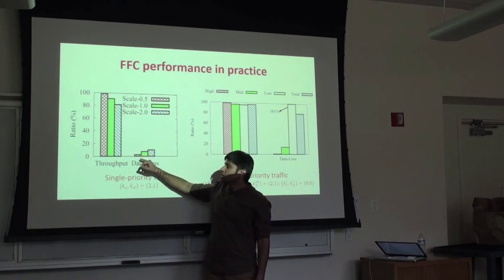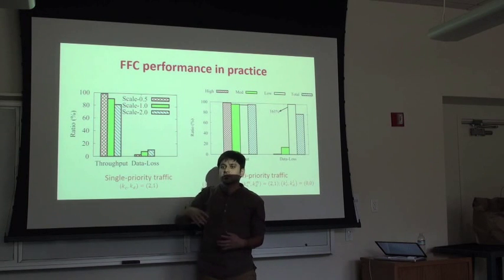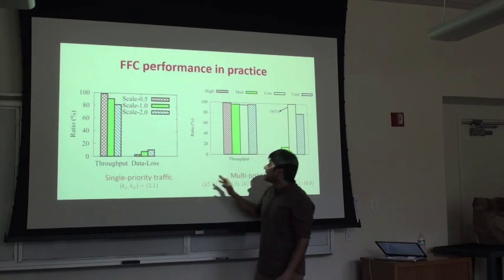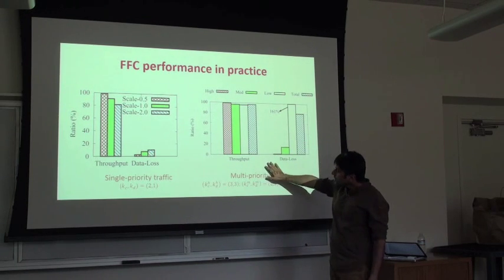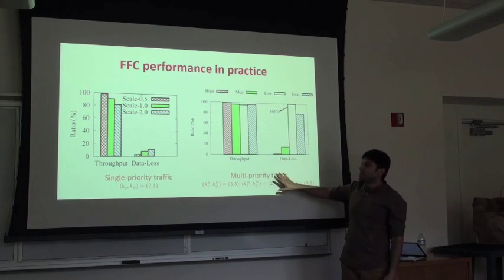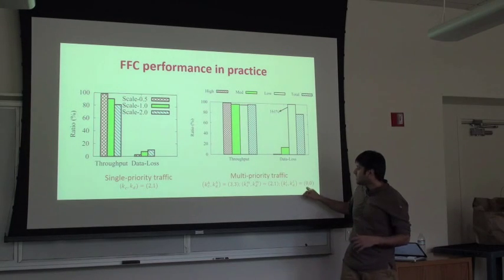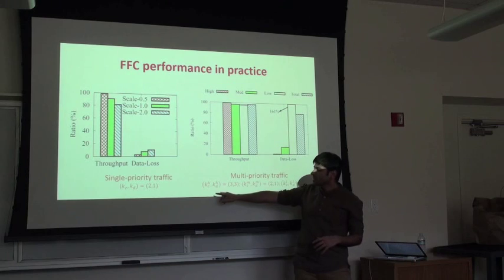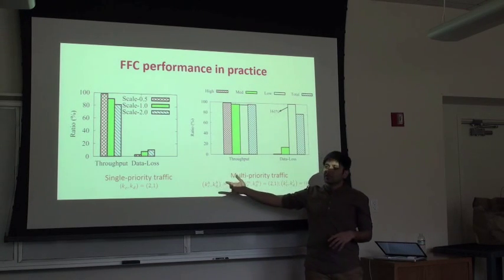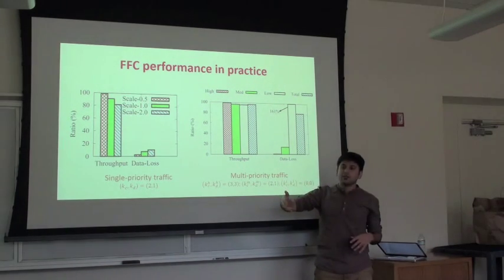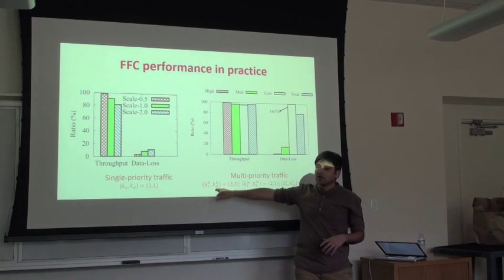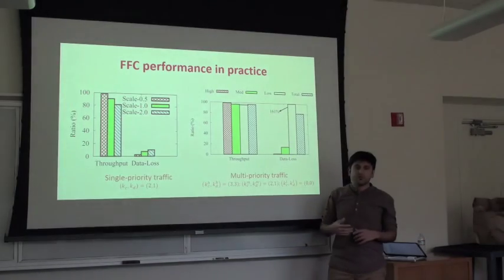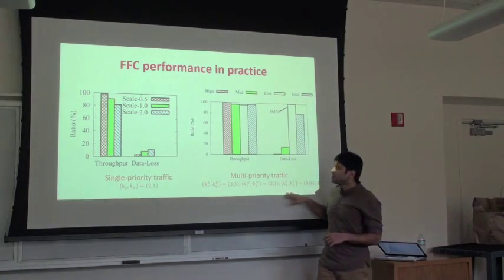But at the same time, we are cutting down the number of losses by 95% or something. A more interesting case here is this one. This is the way we run SWAN today, multi-priority traffic. And we can actually have different levels of priority for different things. One thing I forgot to mention is that KC here represents the number of switch faults we are willing to tolerate, and KD represents the number of data plane faults, link failures, we're willing to tolerate. So we can have different levels of protection.